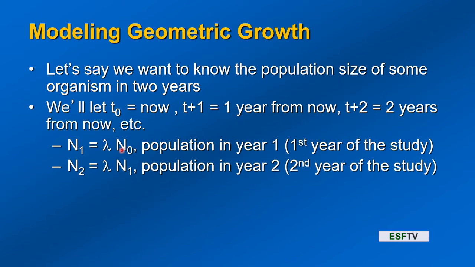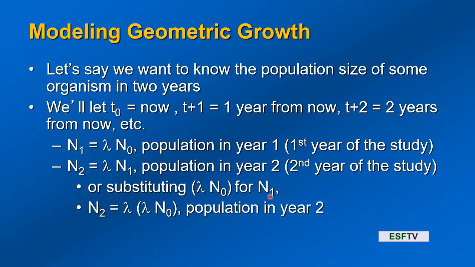So you can use this same equation and say instead of 1 year, you want to look at it in 2 years. You don't have to wait a year to get there. You've already figured out your lambda. So you substitute that lambda n sub 0 in for n1, and you get this n2, 2 years from now, equals lambda times lambda n sub 0 for population in year 2.